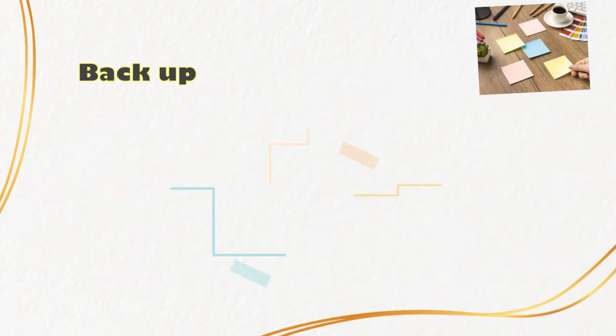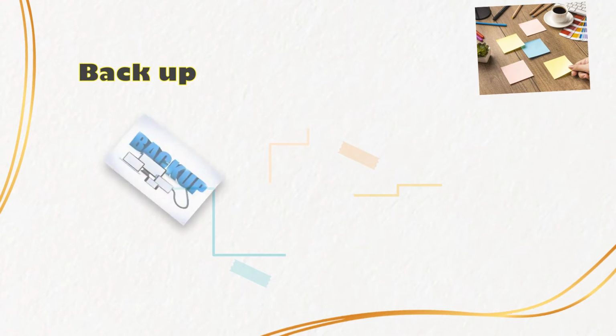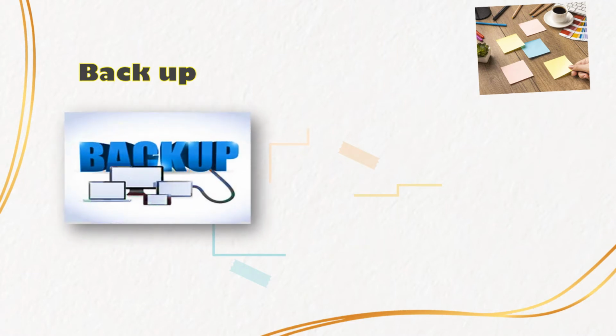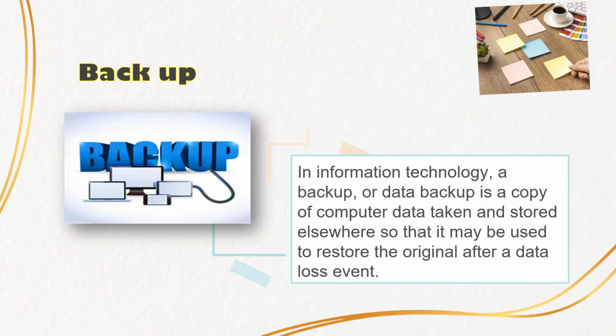Next is backup. Okay. Example of this is flash drive. In information technology, a backup or data backup is a copy of computer data taken and stored elsewhere so that it may be used to restore the original after a data loss event.